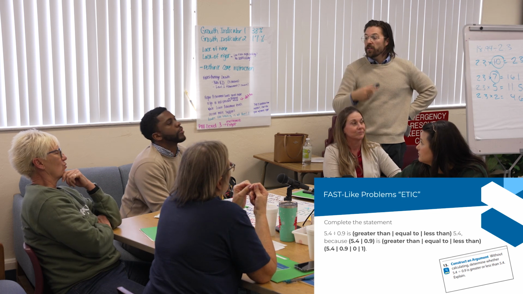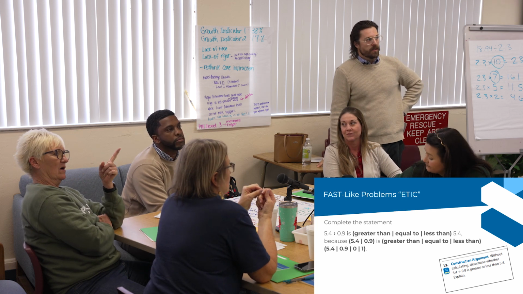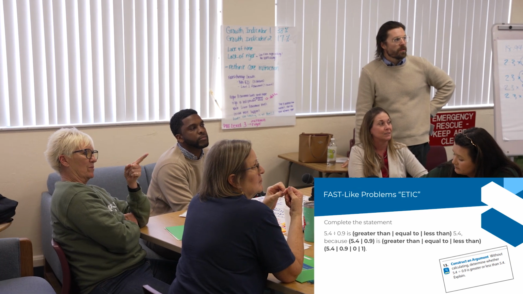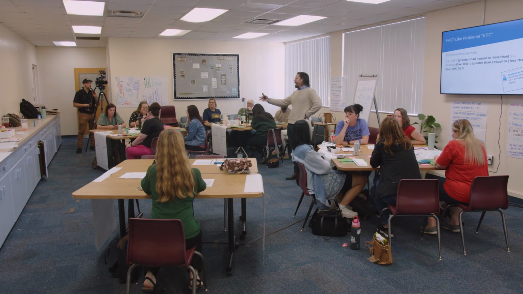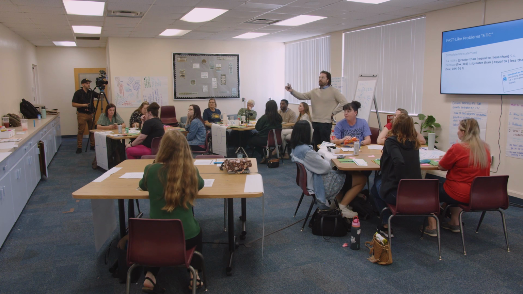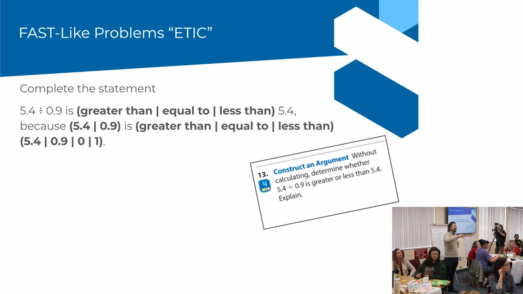They were greater than the dividends. Okay. So what do you think it should be? I think it's greater than 5.4 because 0.9 is less than 1. It's greater than. Oh, I see what you're saying now. All right. So we should have 5.4 divided by 0.9 is greater than 5.4 because 0.9 is less than 1.